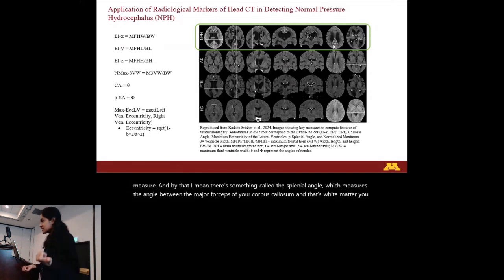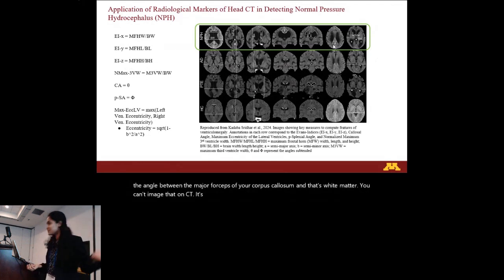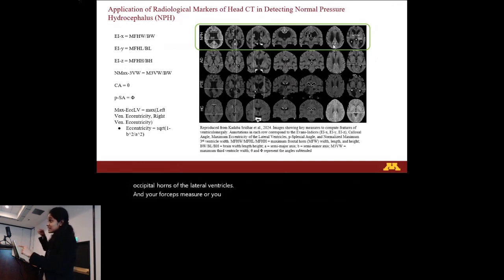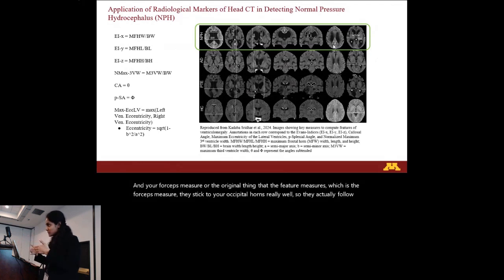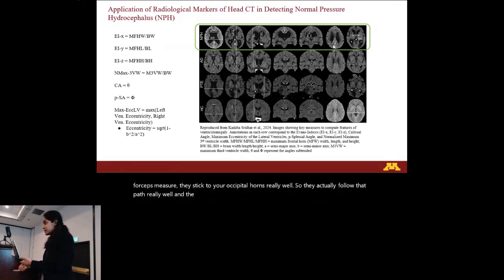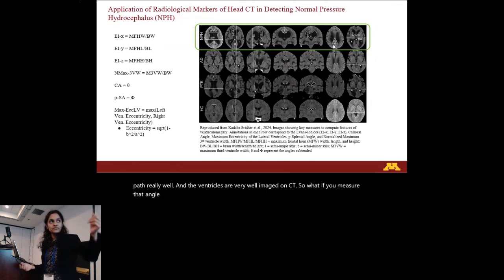You can't image that on CT. It's not at all evident. So what we do is, you see the occipital horns of the lateral ventricles, and the forceps, the original thing that the feature measures, stick to your occipital horns really well. They actually follow that path really well. And the ventricles are very well imaged on CT. So what if you measure that angle instead? That's what we've done. And it turns out it correlated to the white matter measure really well.